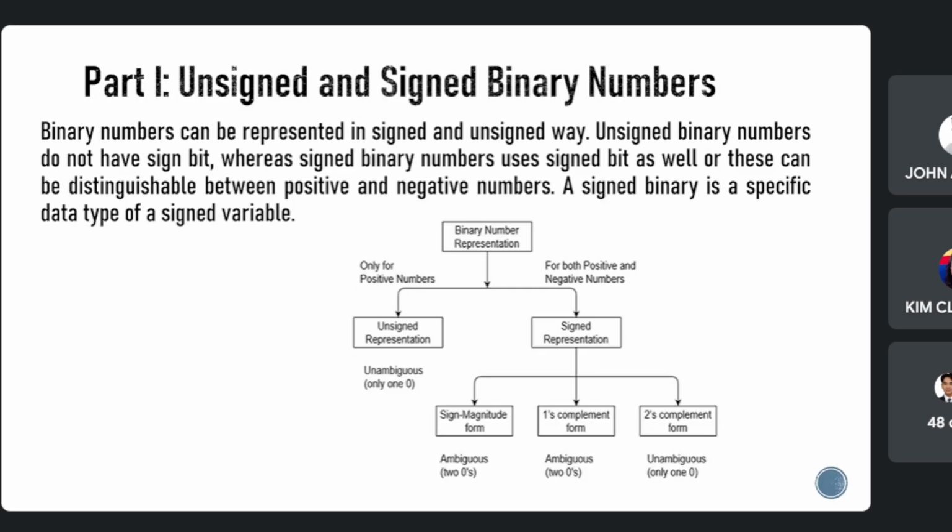And then in signed representation, there are sign magnitude, one's complement, and two's complement. Sign magnitude includes two zeros. One's complement also has two zeros, and two's complement has only one zero.